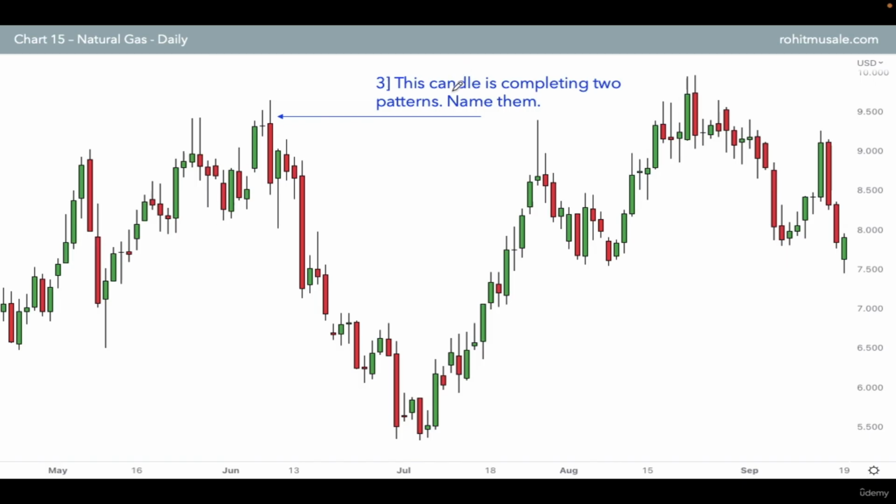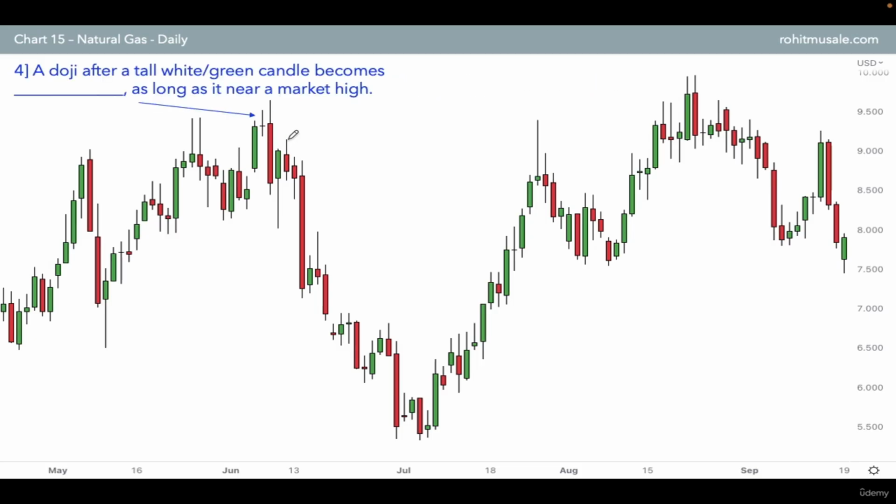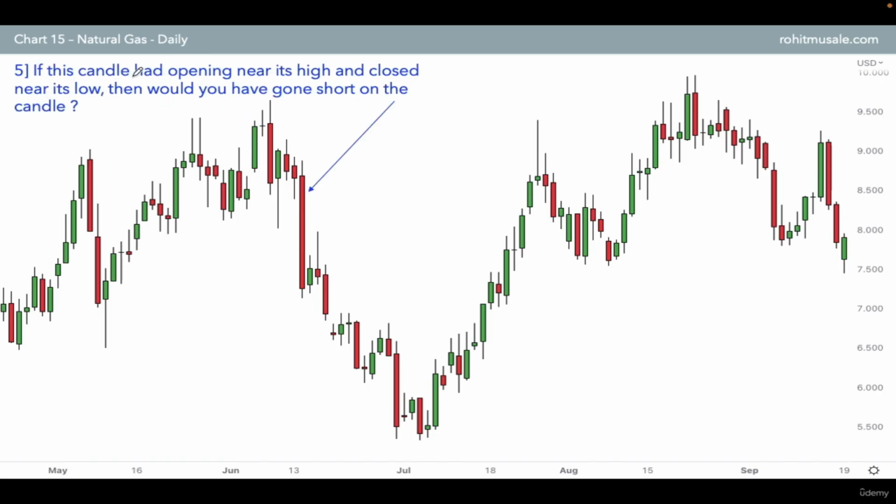Number 3. This candle is completing two patterns. Name them. So this tall red candle. Number 4. A doji after a tall white or green candle becomes what? As long as it is near a market high. So you have to fill in the blanks. Number 5. If this candle had opened near its high and closed near its low, then would you have gone short on the candle? So you're looking at this candle. If it had opened near the high and closed near the low, would you have gone short?